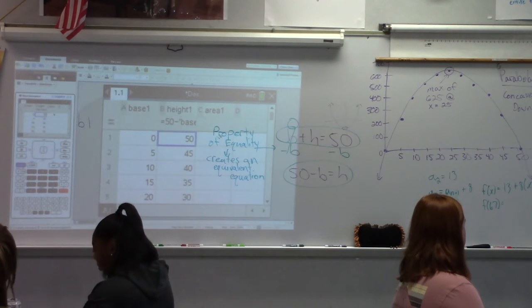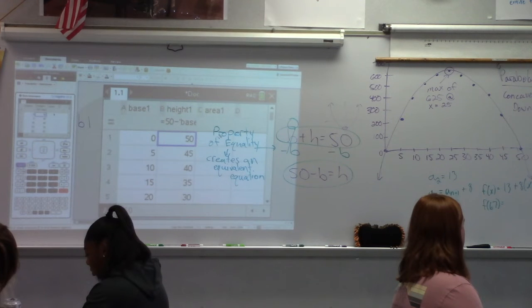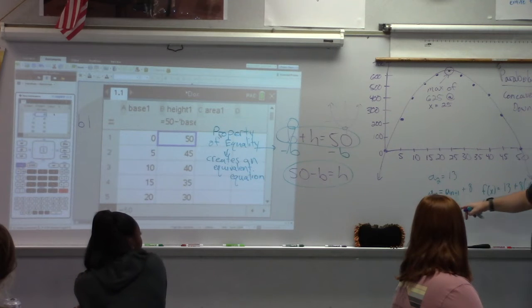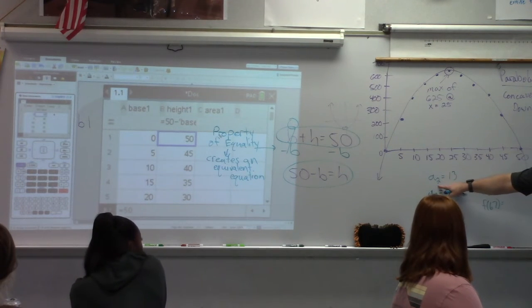Yes, ma'am? Why is the number under the 8 when it says a2 equals 13? Why is it under? Right here. No, a2. Yeah, why is it? Okay, so that's known as a subscript.